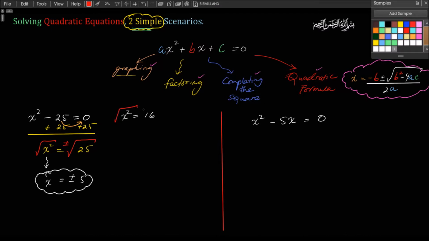Now this one here, in a way, is more simple. You just take the square root of both sides like this. And then you get x is equal to plus or minus 4.